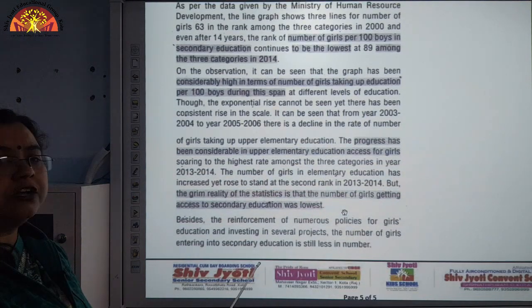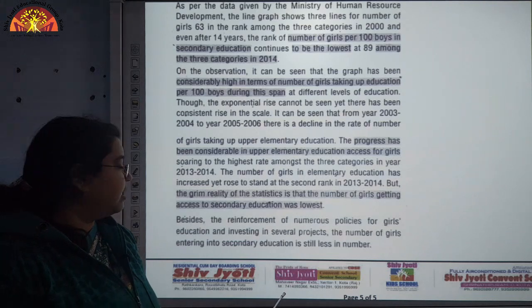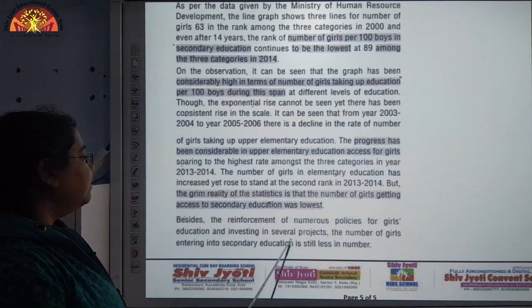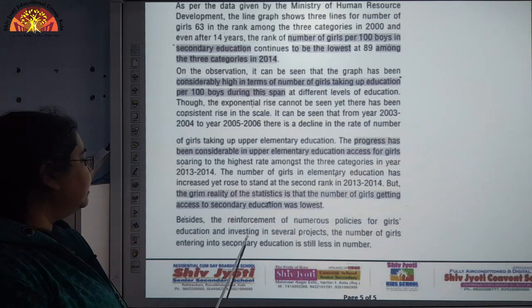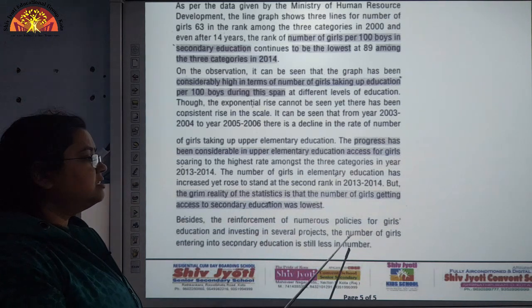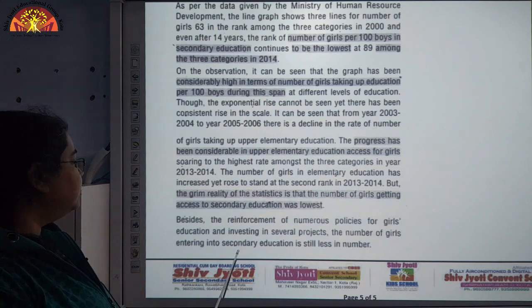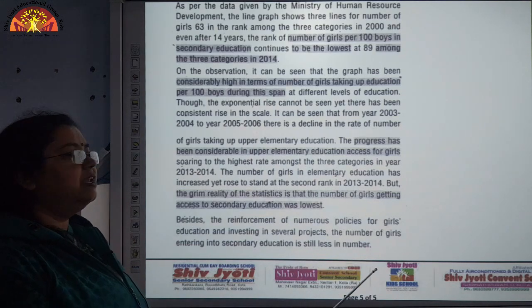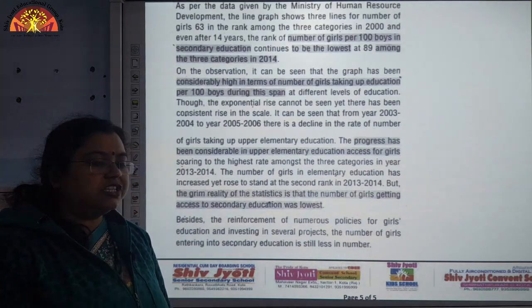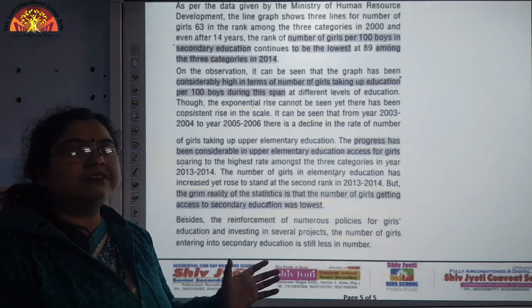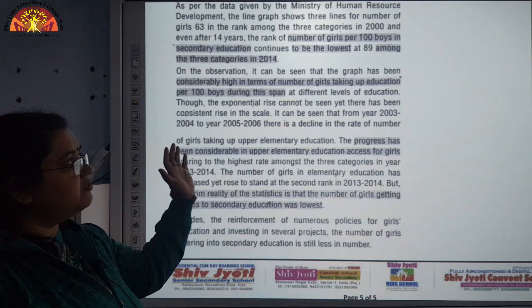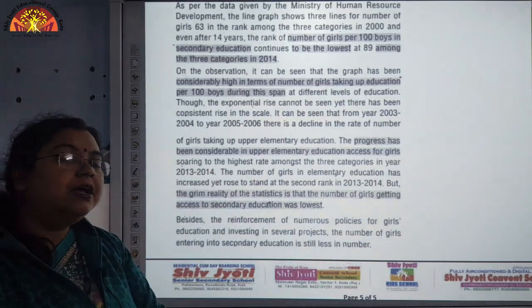Besides, now this is the concluding part of the paragraph. Besides the reinforcement of numerous policies for girls' education and investing in several projects, the number of girls entering into secondary education is still less. So, this is how you have finally given a concluding statement which is on the basis of the observation you made from that line graph.